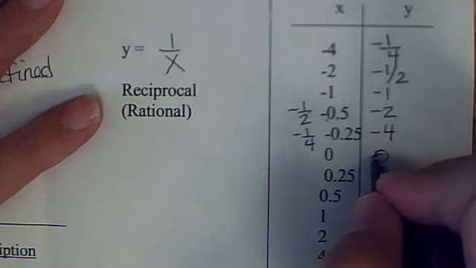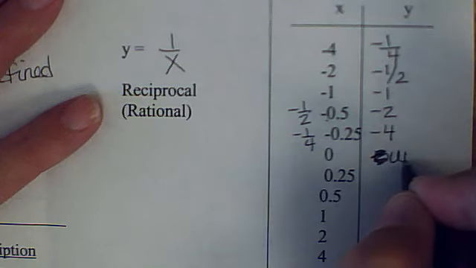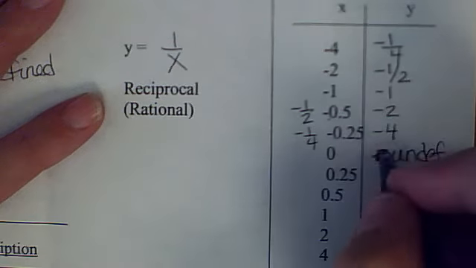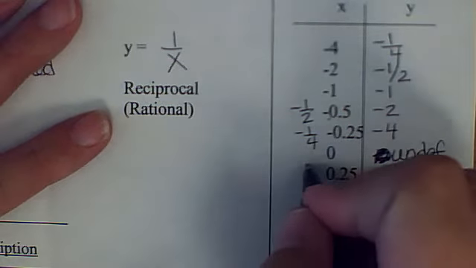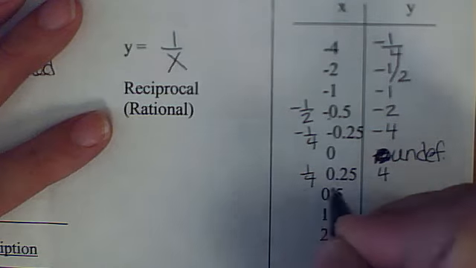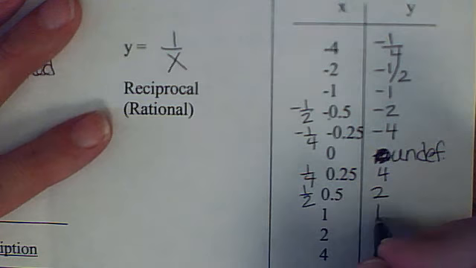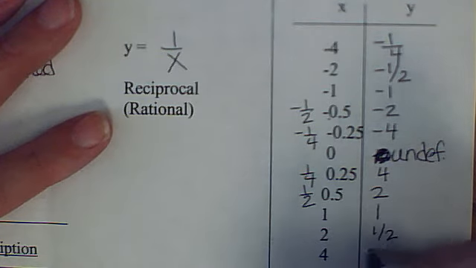0 is undefined because we cannot divide by 0. You can't flip 0 over. It's undefined. 0.25 is 1/4, so that's 4. 0.5 is 1/2, so that's 2. And then 1, 1/2, and 1/4.